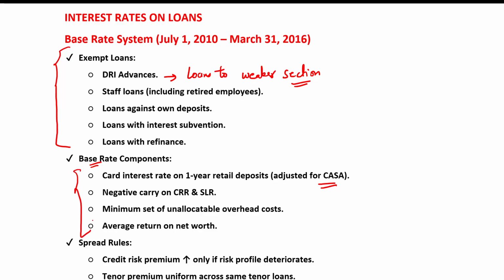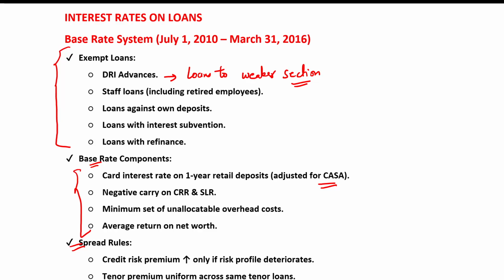So, it included interest rate on retail deposit, adjustment for the cost of keeping CRR, SLR, and a portion of bank's overhead cost, along with average rate on the bank's net worth. Now, the spread in the base rate, what is the spread rule? So, the extra interest charged to existing borrowers could only be increased if the borrower's risk profile got worse, or if there was a change in the tenure premium.